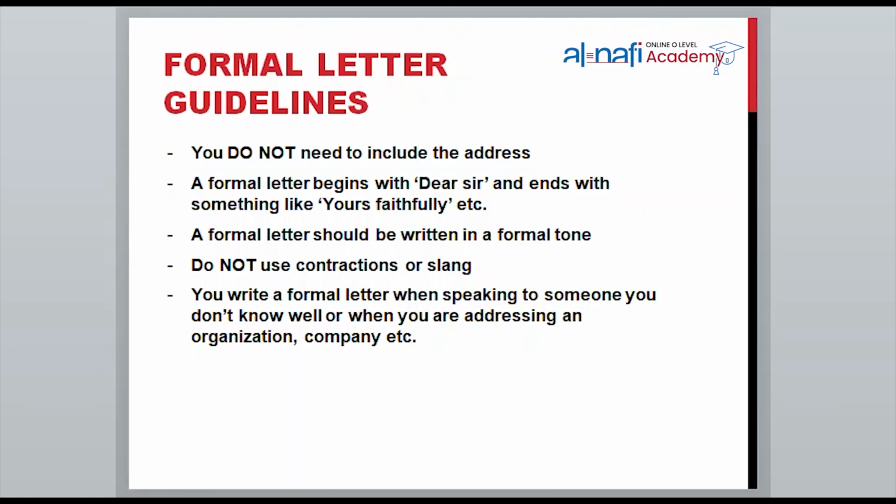Finally, you write a formal letter when speaking to someone you don't know well, or when you're addressing an organization, a company perhaps, and like I said, perhaps a respected elder in the family, a teacher, or your employer, for example. So these are the basic guidelines in relation to formal letter writing.